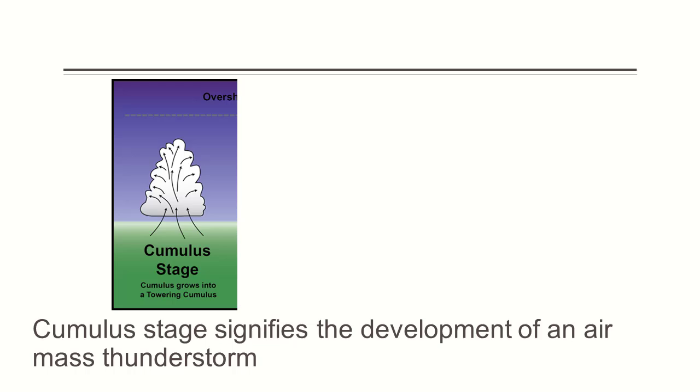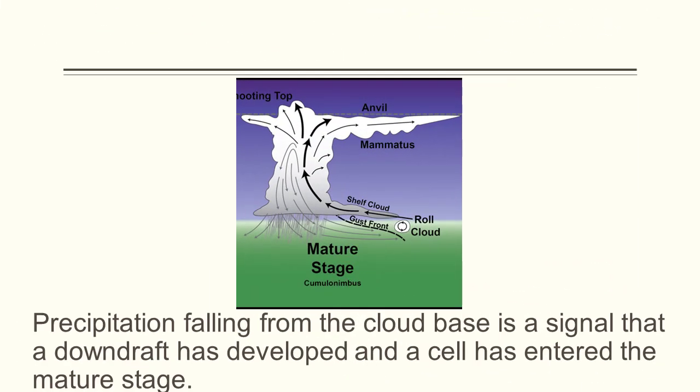The mature stage. Precipitation falling from the cloud base is a signal that a downdraft has developed and a cell has entered the mature stage. Updrafts reach speeds exceeding 6,000 feet per minute. Up and downdrafts in close proximity create strong vertical shear and a turbulent environment.